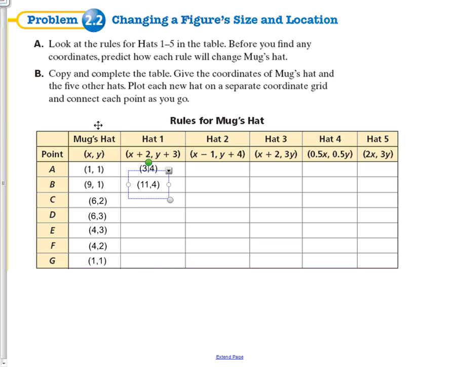Always go back to Mug's hat, these original coordinates for x, y. X minus 1 and y plus 4 in this one. X plus 2 and 3 times y. Don't mess that one up. It's 3 times y. 0.5 times x and 0.5 times y. Yes, you will have decimals. And 2 times x and 3 times y.